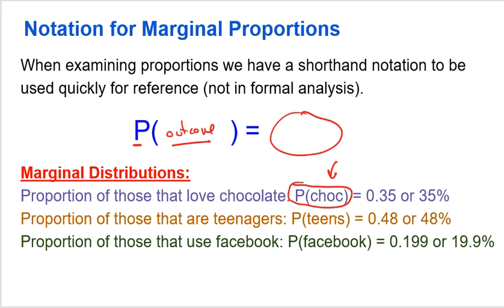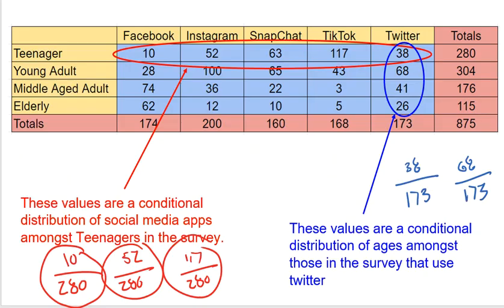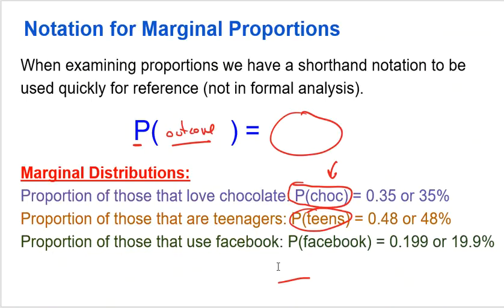Here's another one. This is actually from our data on teenagers. We said, what proportion of all people are teenagers? Again, this is just a marginal, single, one thing at a time. So going back to our data real quick, there are 280 total teenagers divided by 875. That's actually how I got that number. 280 divided by 875, I got the 48%. So 48% of people in my survey were teenagers.